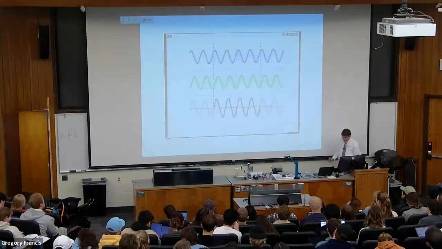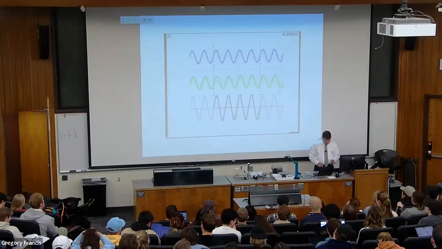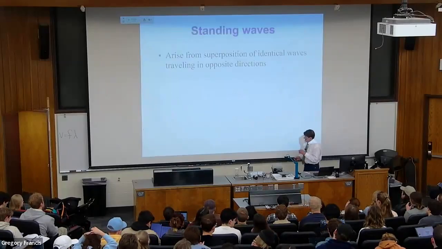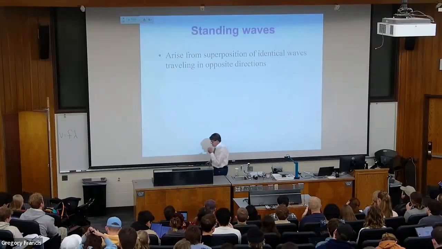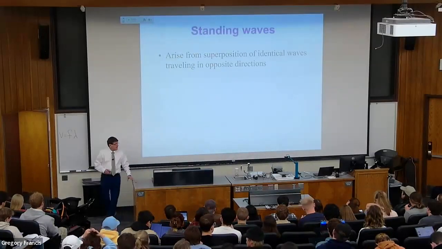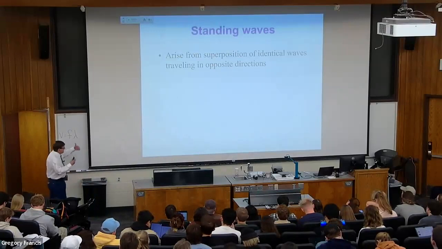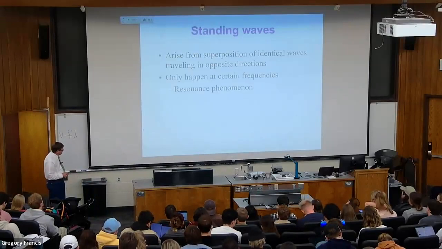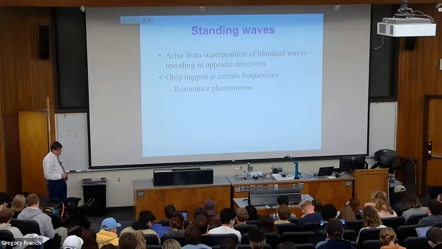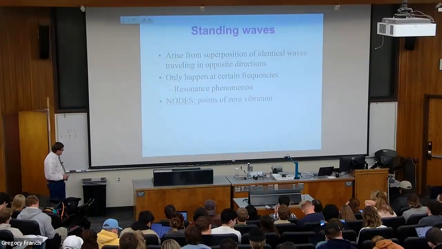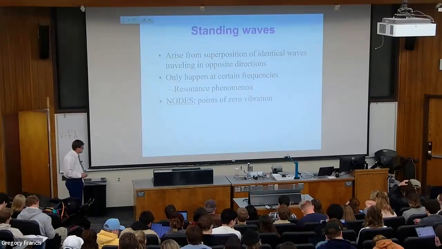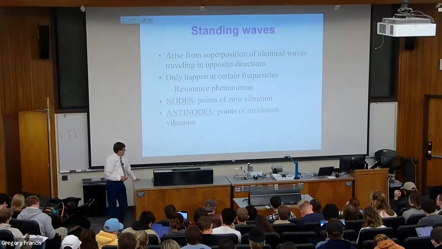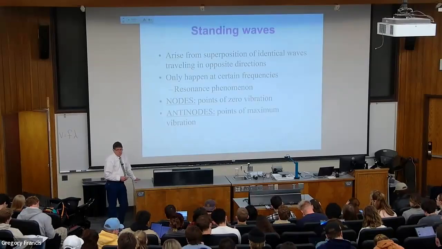So that's why we can use the v in the wave equation. Now, in summary, standing waves arise from superposition of identical waves traveling in opposite directions. It only happens at certain frequencies. It's a resonance phenomenon, like pushing your kid brother or sister. The places where there's zero vibration we call nodes. The antinodes are where we have maximum vibration. Okay, the footballs, if you will.